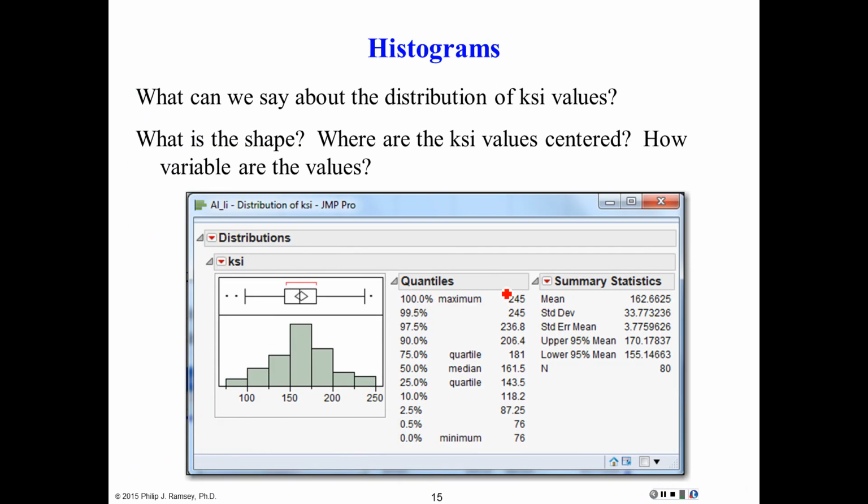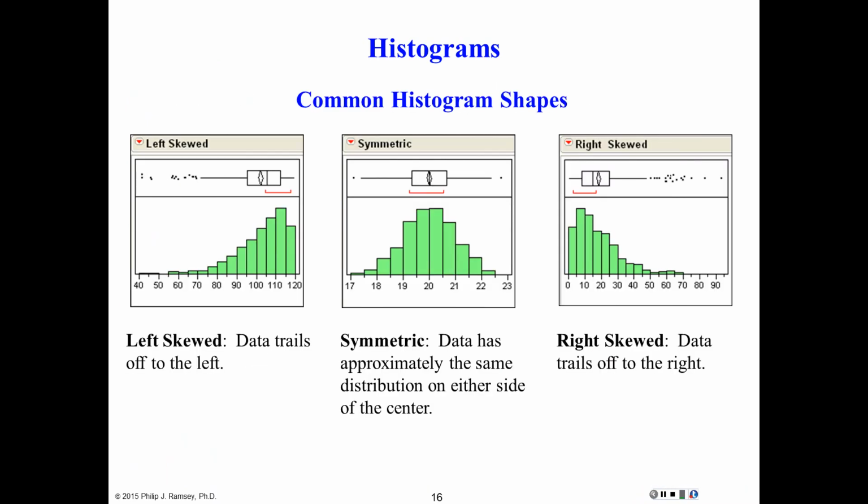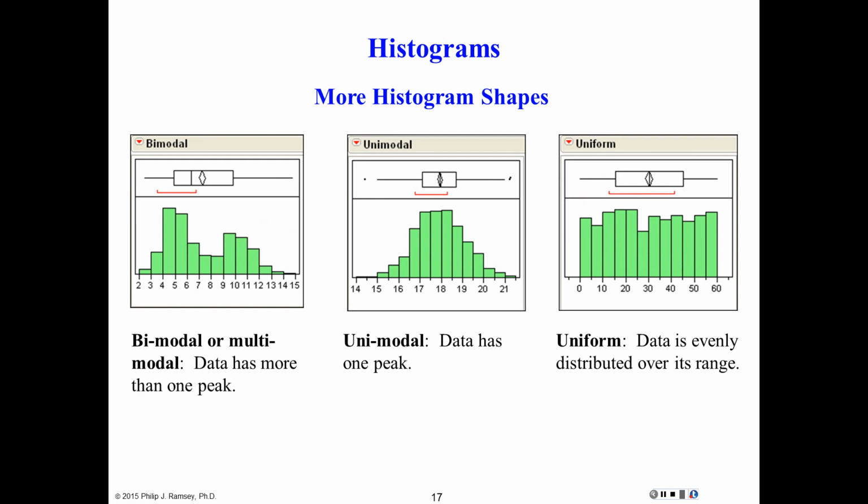Okay, so I'm going to go back to the slideshow. And notice in the slideshow, we talk about the basic types of distributions: symmetric, left skewed, and right skewed are the most common that you'll encounter. Okay. Other shapes can occur.